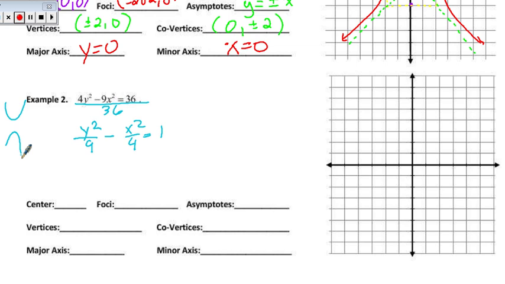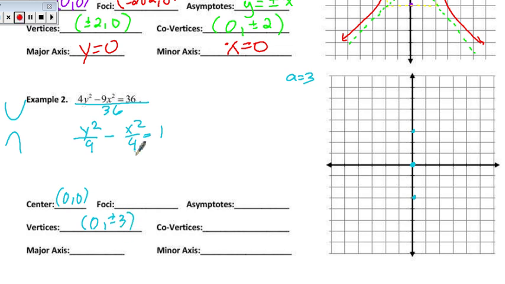I don't have the minus h minus k, so my center is sitting on 0, 0. The main vertices are coming from this number right here, and the square root of 9 is 3. So our a value is 3. Because it's y squared, we're going to be heading up and down. So 1, 2, 3, 1, 2, 3. So our vertices are at 0, plus minus 3.